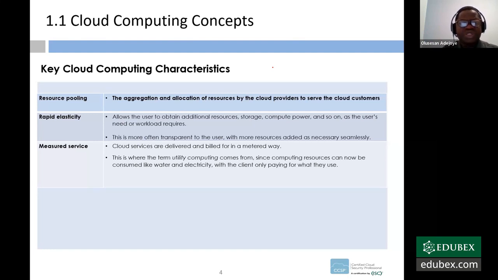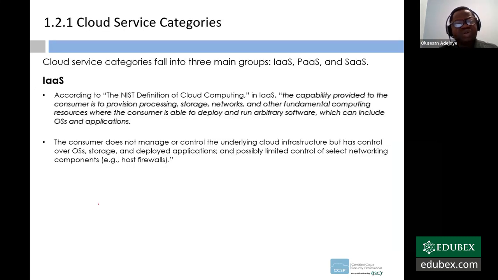Cloud computing has been reduced to become a kind of utility where you just pay for what you consume. So you don't need to pay for over-provisioned resources. You pay for what you've consumed. That's one of the benefits and advantages of cloud computing. Now, having taken a look at that, let's take a look at the cloud service categories.